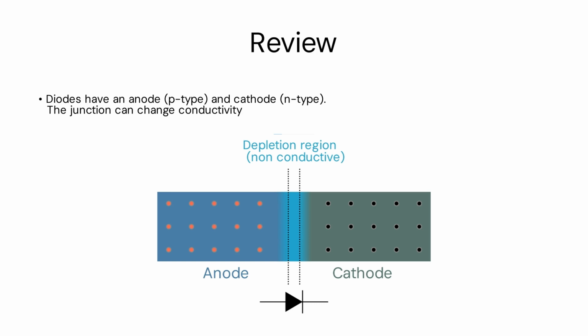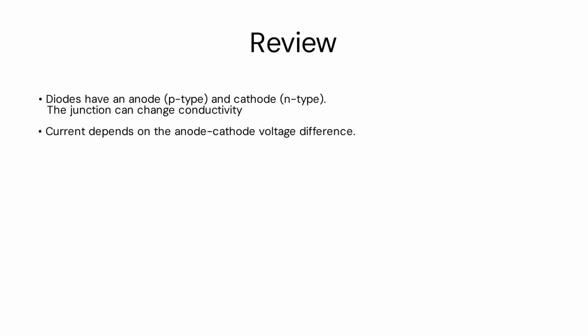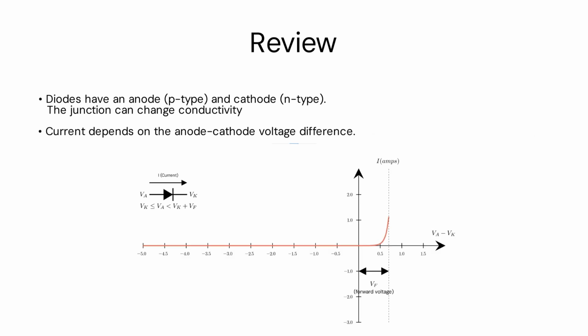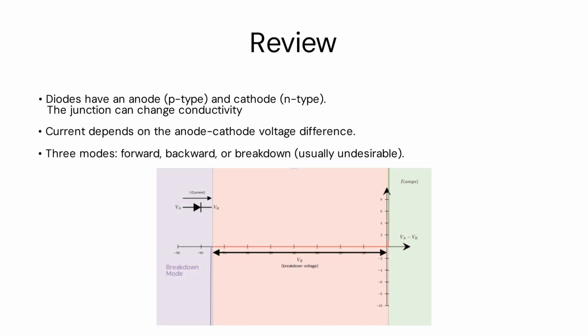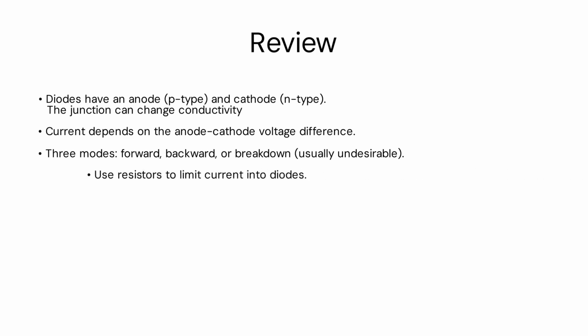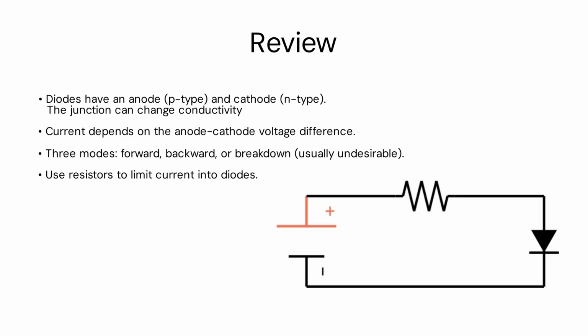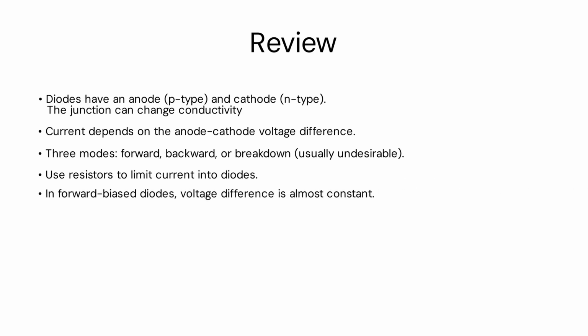Before saying goodbye, let me review the key points we covered. Diodes are semiconductors with an N-side cathode and a P-side anode, and a junction in the middle that can change its conductive properties. The current flow depends on the anode-cathode voltage difference. It splits into three modes: forward, backward, and breakdown. Breakdown is usually undesirable. The circuit designer needs to limit the current through the diodes. Once limited, the voltage difference in a forward biased diode is almost constant, but this depends on the semiconductor used.